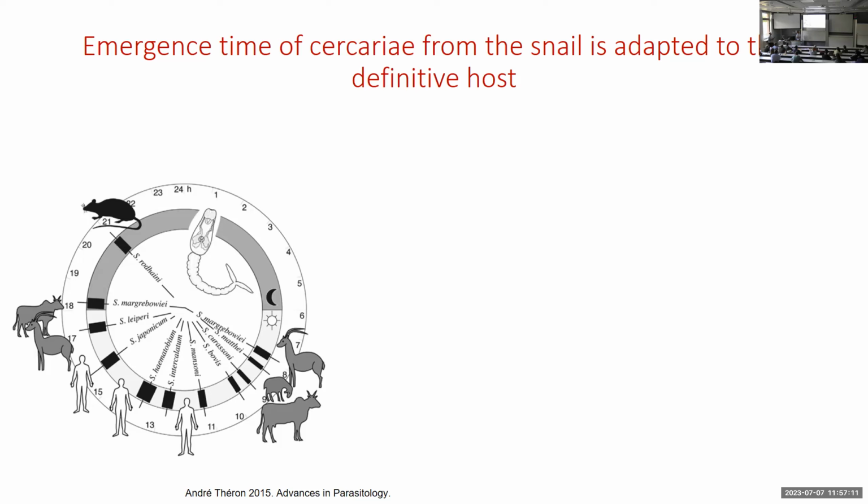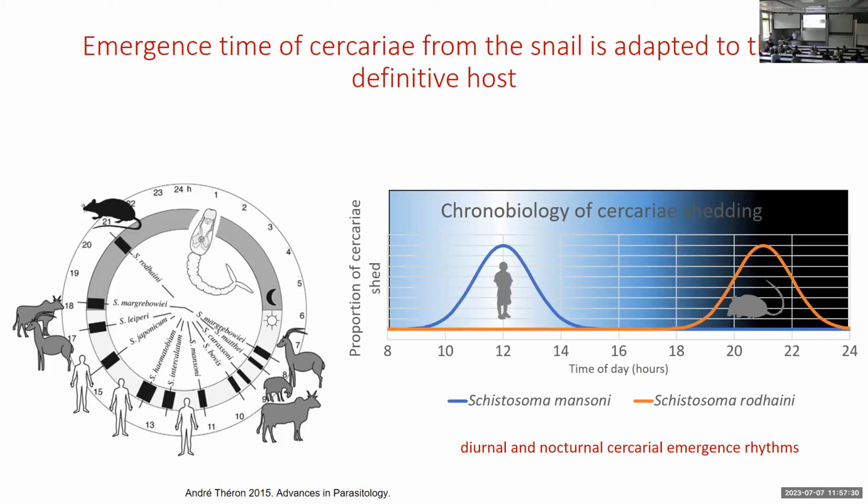Whereas Margrebowiei is the one that infects antelopes and cattle, and emerges twice a day, early in the morning and late in the evening. That's when the animals usually visit water bodies to drink. So it's very highly correlated with when the host is most likely to visit water. So here is the chronobiology of Schistosoma mansoni with the human and Rodhaini on the left.